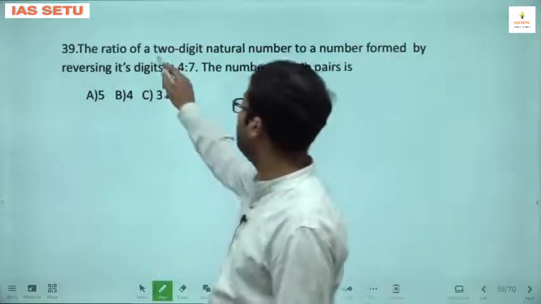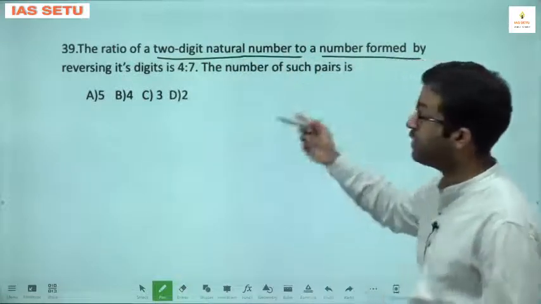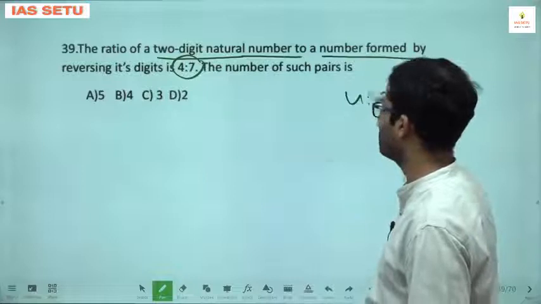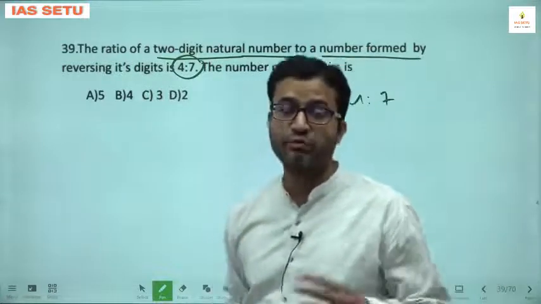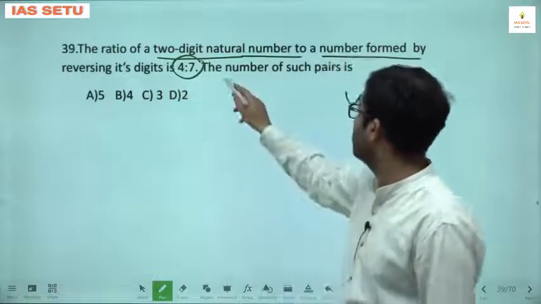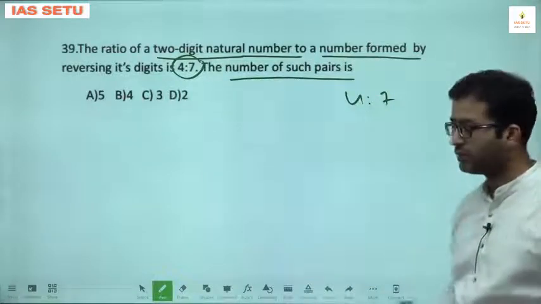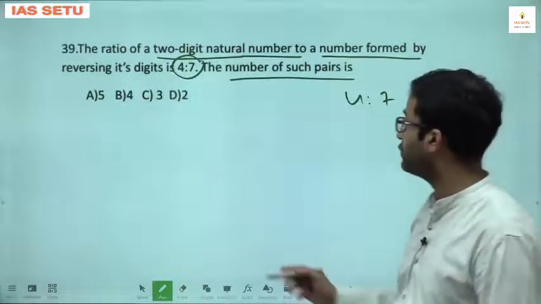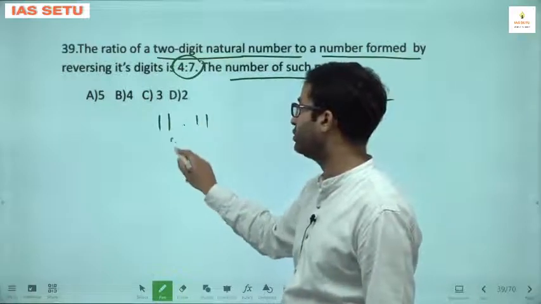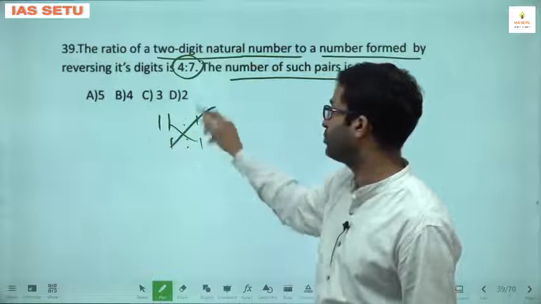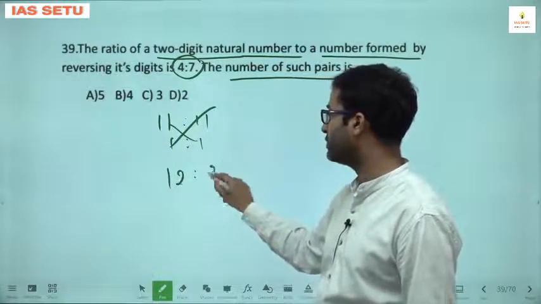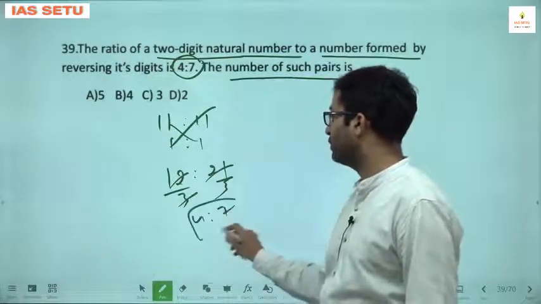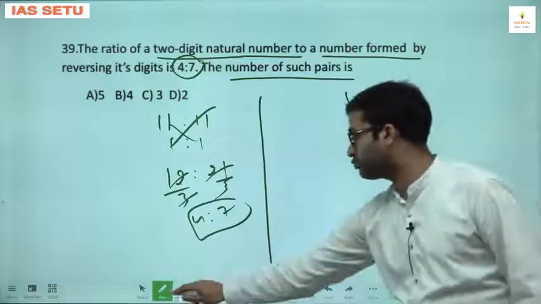Question number 13. The ratio of a 2-digit natural number to the number formed by reversing it is 4:7. I already told you in the last session, a 2-digit number 21, when you reverse it, is 12. The number of such pairs is, okay. Now here what we will do, we start with 11. When you reverse it, we get 11. Ratio is 1:1, wrong. Ratio has to be 4:7. I take 12. When I reverse, it is 21. So I divide by 3, and oh, it is 4:7. So the first such pair is 12 and 21.